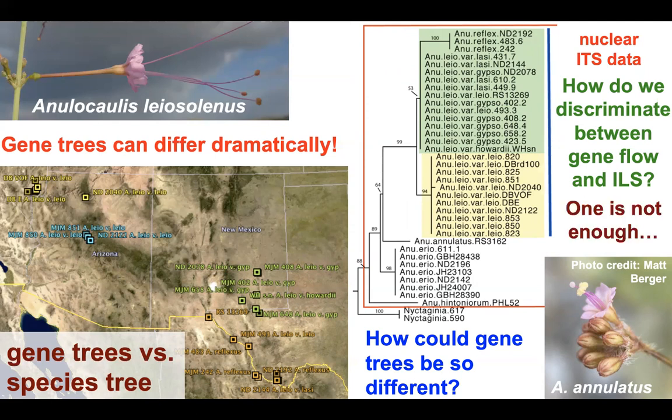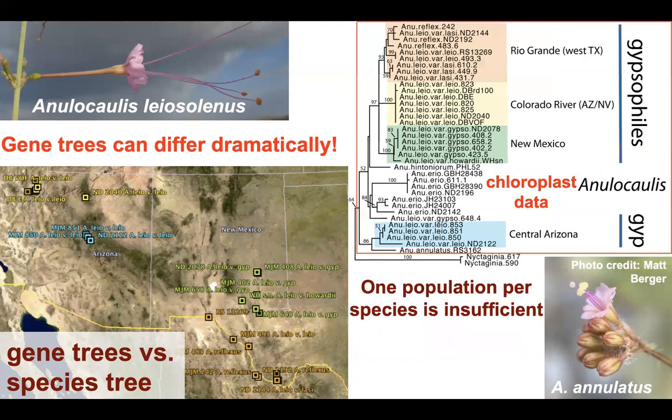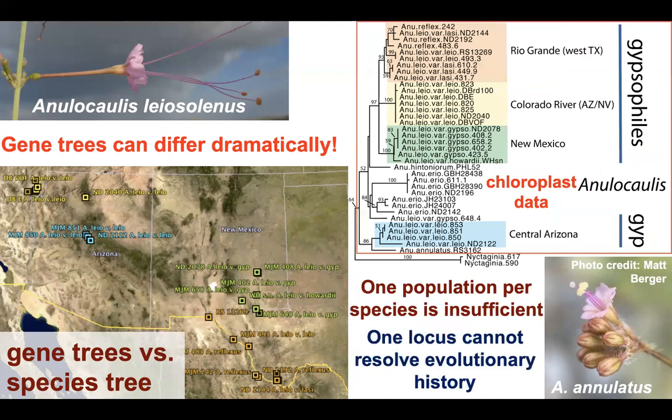I will just say that to really get at the answer to that question, in brief, one is not enough. What I mean by that is one population per species is not enough. Imagine if I had only included one individual of Annulocaulus leosolennis and one individual of the other gypsophile, Annulocaulus reflexus. If I had picked this leosolennis or that leosolennis, and that was all that I had picked, I'd get two very different trees. So one population is not sufficient, and one locus is not sufficient. One gene is not sufficient to resolve all the complexities of evolutionary history.